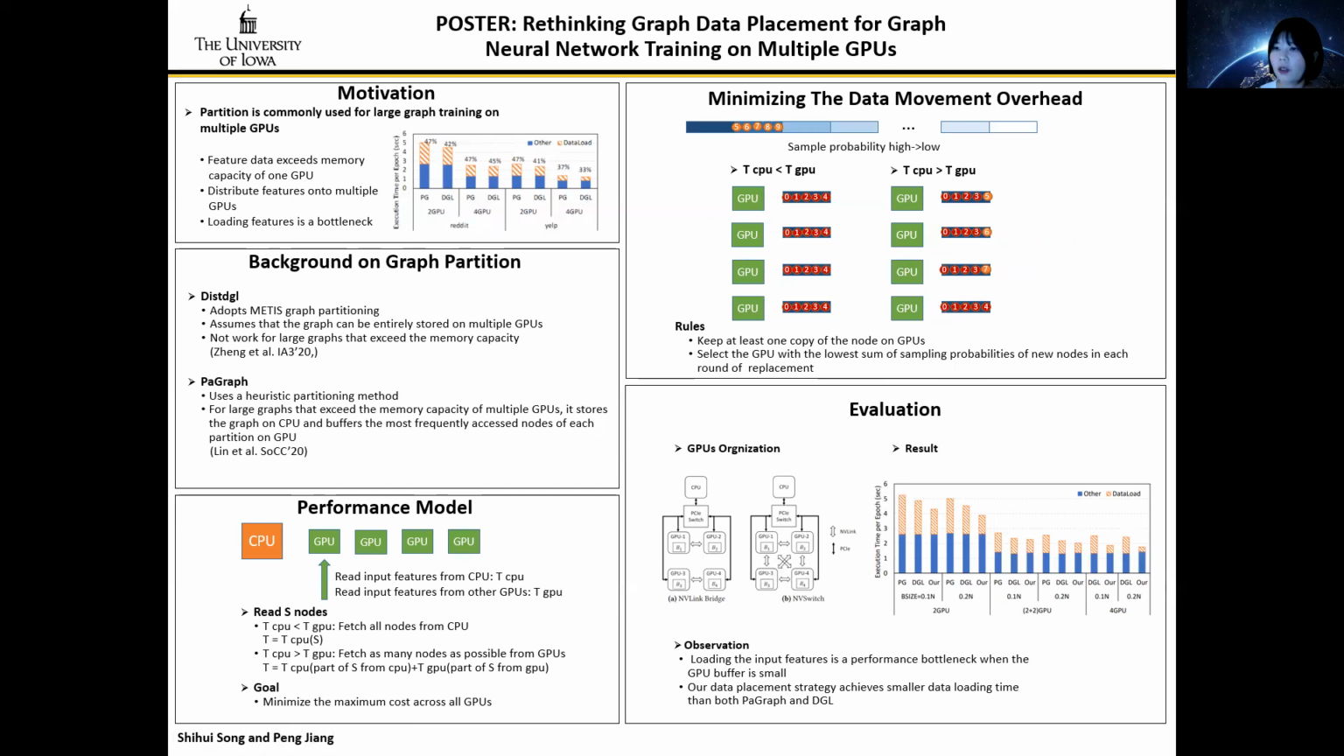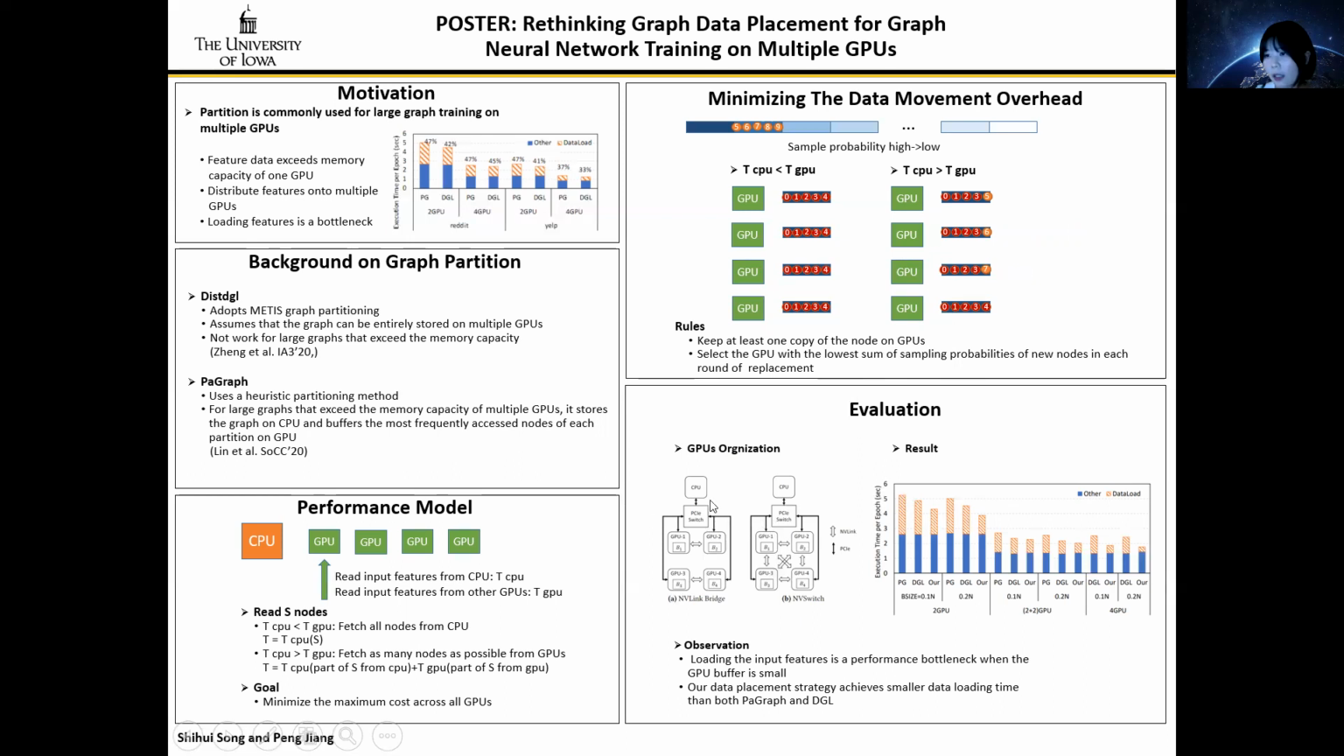You may have a question on which GPU we will use for the next replacement, right? To ensure each GPU has a similar data movement cost, we maintain the sum of sampling probabilities of the new nodes, and every time we select the GPU with the lowest sum of sampling probabilities of new nodes in each round of replacement.